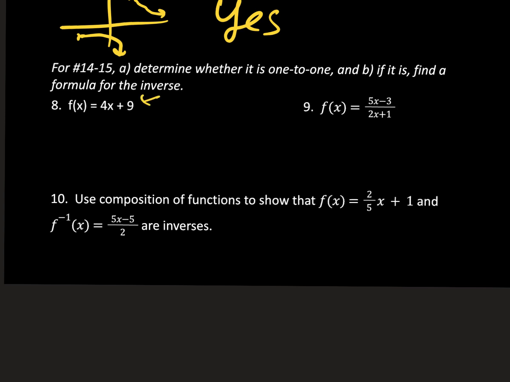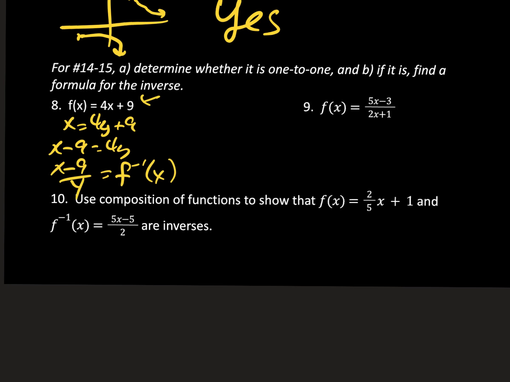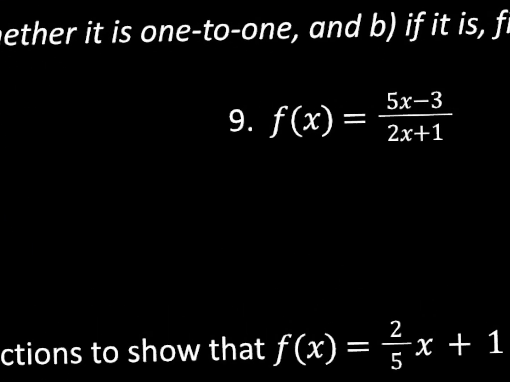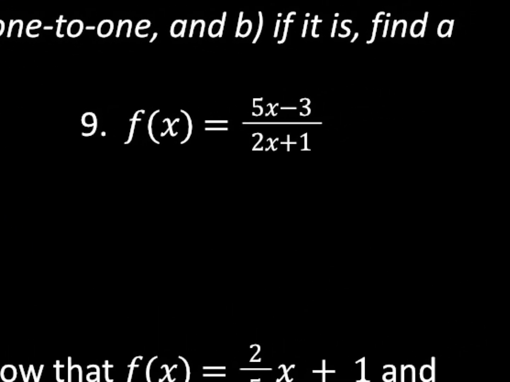So to find the inverse, you switch the x and y's, and you get the y by itself. So I'm going to move the 9 over, 4y. So to finish up, if I could write it correctly, I'm going to do f negative 1, which is really the y, equals x minus 9 over 4. There's your inverse. Number 9 is going to take us a little bit more room, so I'm going to blow that up a little bit over here. If I switch the x and y's on number 9, I get x over here, y over here.